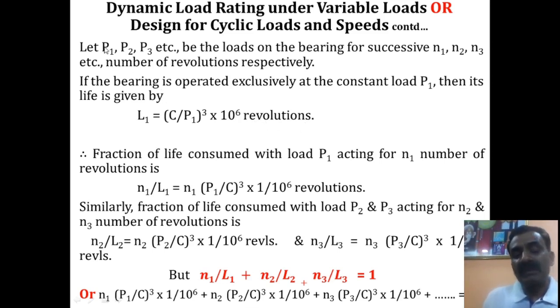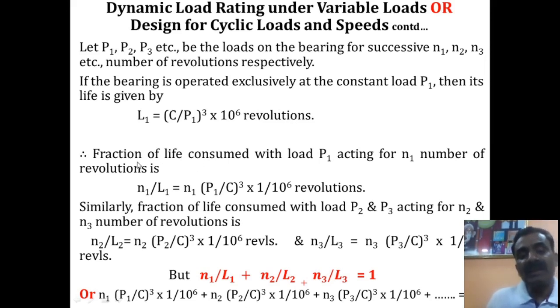So in a particular element, the first element, the load acting is P1, and at that time its speed is N1. Similarly for P2 it is N2. For that particular element, when P1 and N1 are acting, we can calculate the life of the bearing. C is constant because it is the property of the bearing. So for this particular cycle, out of the complete life, some fraction of the life of the bearing is consumed because of the load P1.